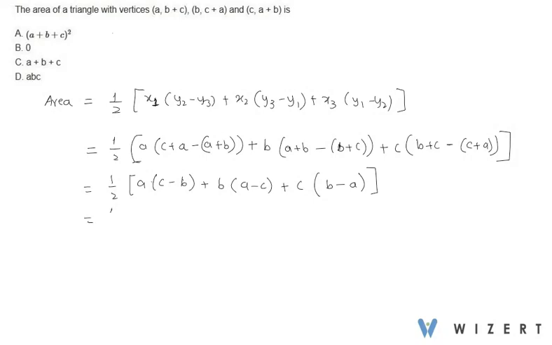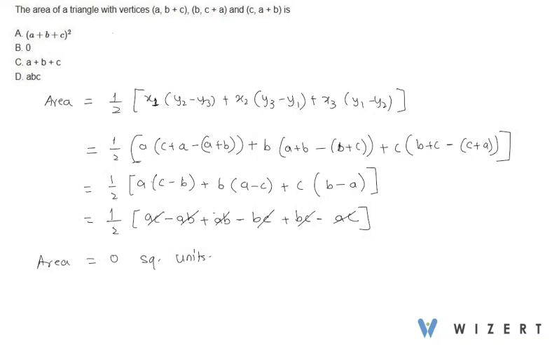So this will be half into AC minus AB plus AB minus BC plus BC minus AC. So plus AC minus AC cancels out, minus AB plus AB, minus BC plus BC. So this is equal to 0 square units. So we get area equal to 0. Answer is option B.